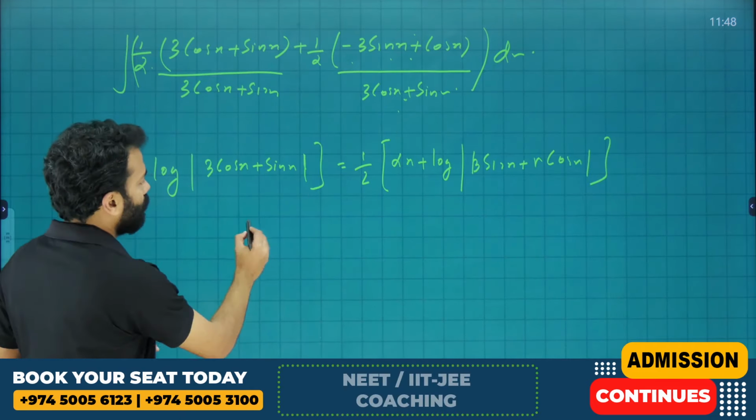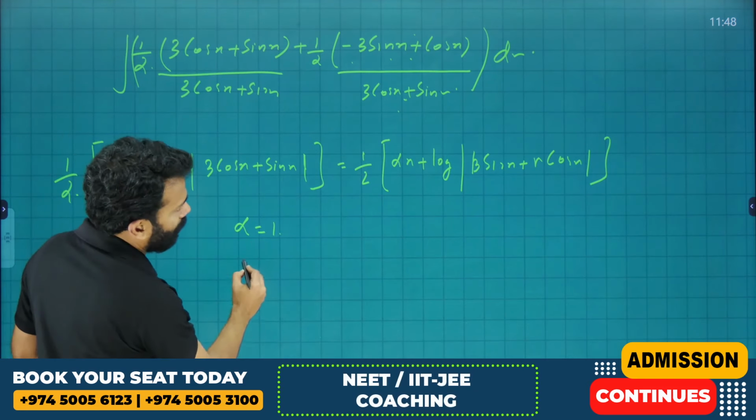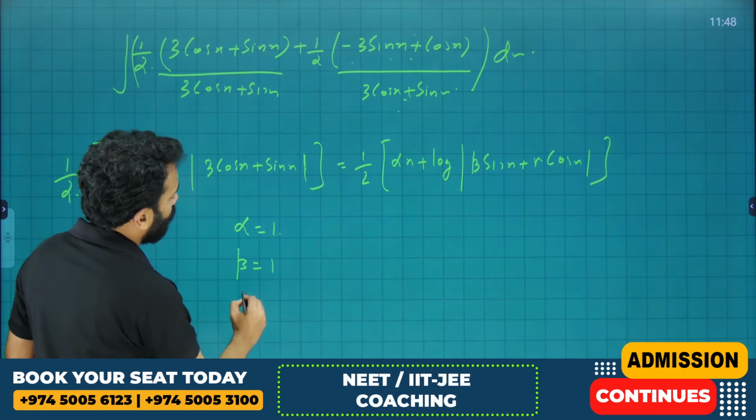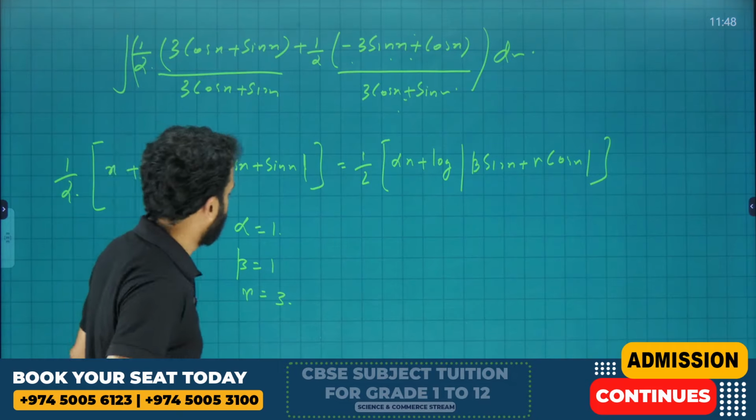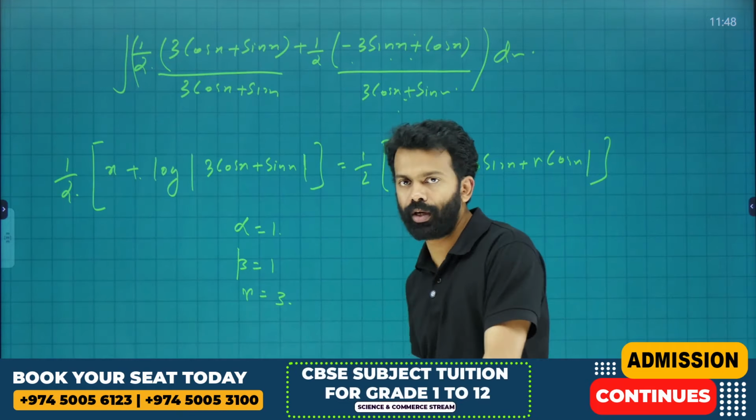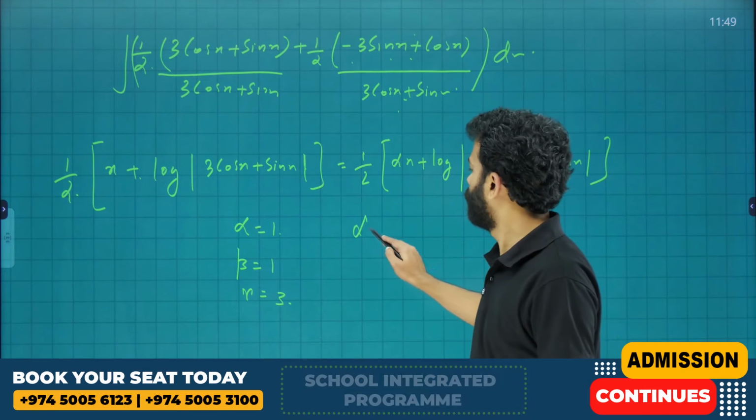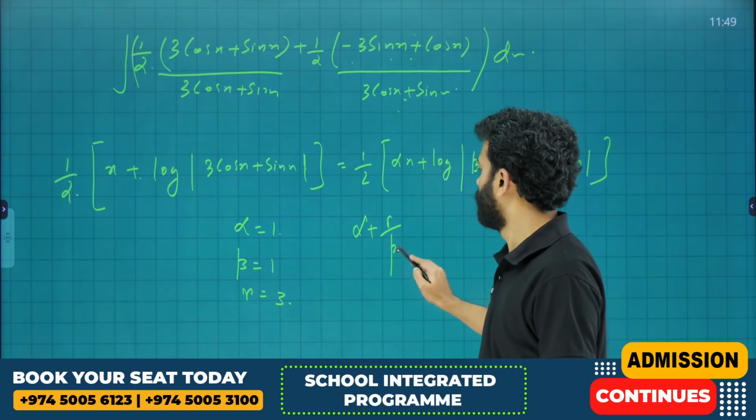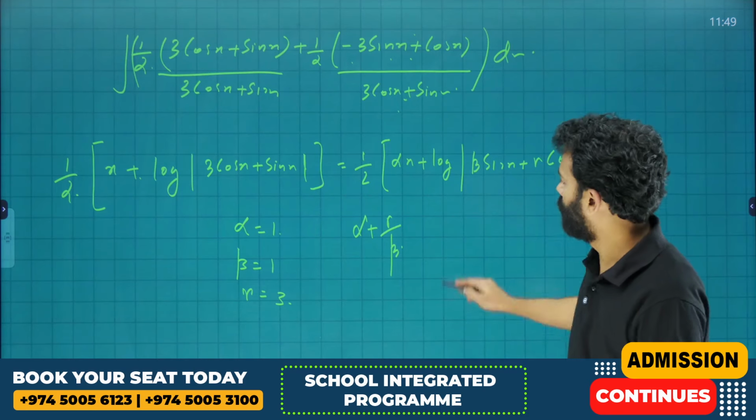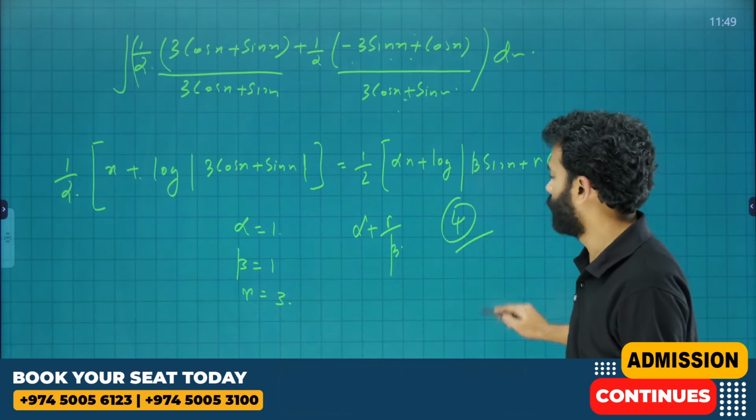Therefore, if you compare this, you will get alpha is equal to beta is equal to 1, and gamma is equal to 3. And what you need to find here is alpha plus gamma by beta. And what is alpha plus gamma by beta? That is 4, the final answer for this one.